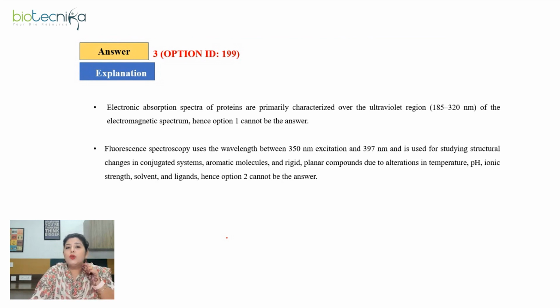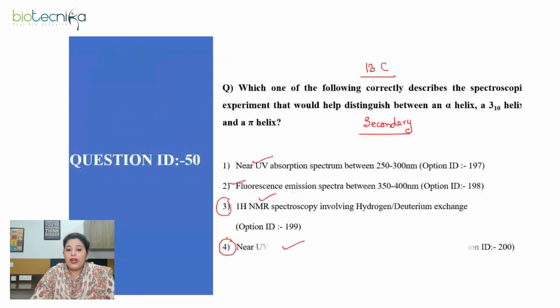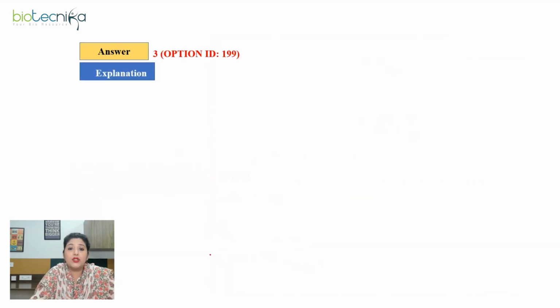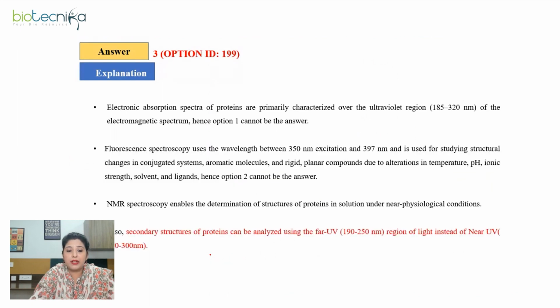When it comes to NMR and circular dichroism, yes, both of them are used to study the secondary structure of proteins. But the point is the one word you have seen here, near UV circular dichroism. If you recall which UV region is used for studying the secondary structure, based on that you can answer this question. It's not the near UV, it's the far UV that is used. Therefore, option 4 cannot be the answer. You're only left with option 3, that is NMR spectroscopy, and that is your answer.